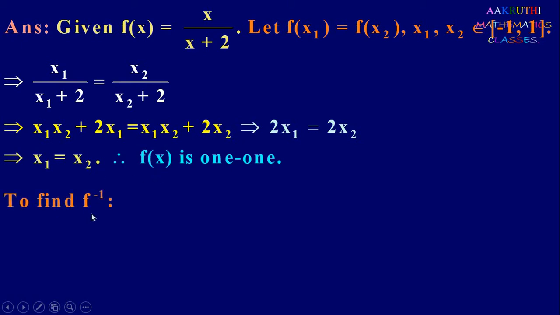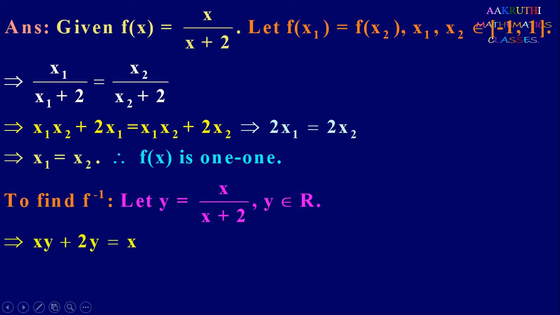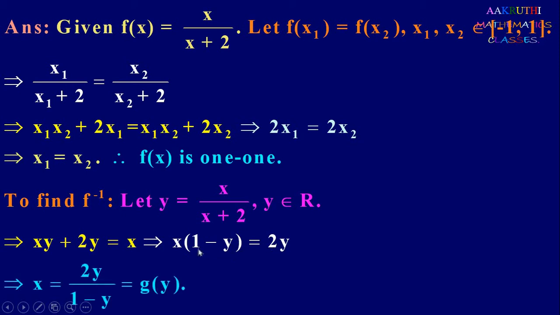Now we find f inverse. We take y equal to x divided by x plus 2. We take y equal to f of x and f of x is x divided by x plus 2, where y belongs to R. Now we simplify for x. We cross multiply this and we get y into x is xy plus 2 into y is 2y equal to x. So therefore xy plus 2y equal to x. We simplify for x. We take x terms to one side and take x common outside. We get x into 1 minus y equal to 2y. So therefore x equal to 2y divided by 1 minus y and we take it as g of y.